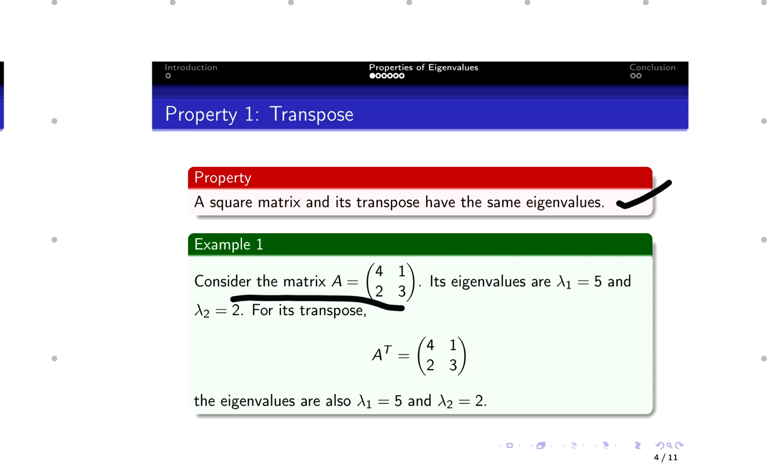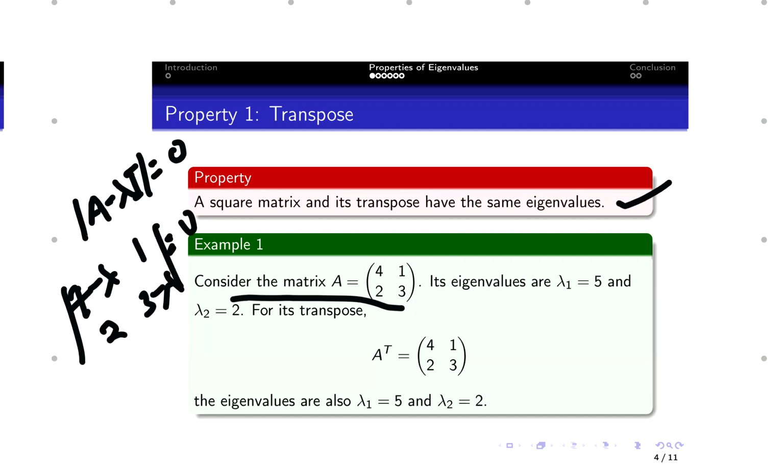If you've forgotten how we find eigenvalues, generally speaking, we look for the determinant of A minus lambda I equals 0. That's how we find eigenvalues. So matrix A is 4, 1, 2, 3, right? A minus lambda I would be the determinant of 4 minus lambda, 1, 2, 3 minus lambda, and all of this is equal to 0. So that's 4 minus lambda times 3 minus lambda, minus 1 times 2, that's 2. All of that equals 0.